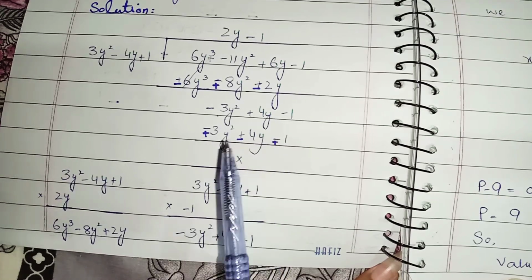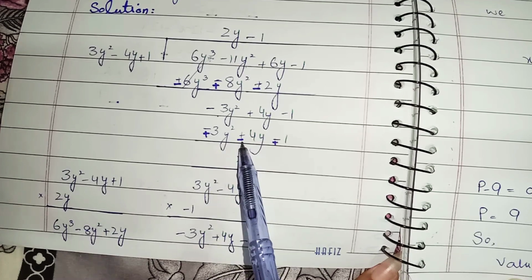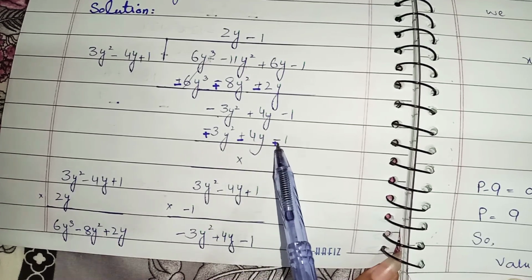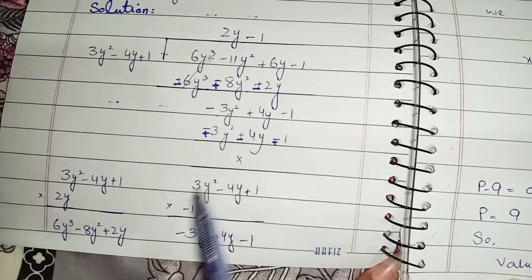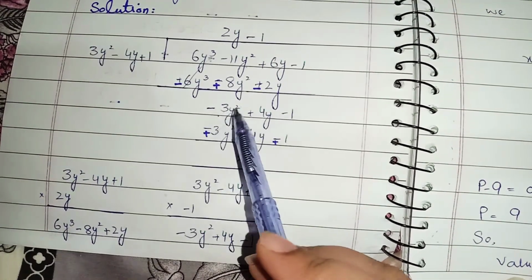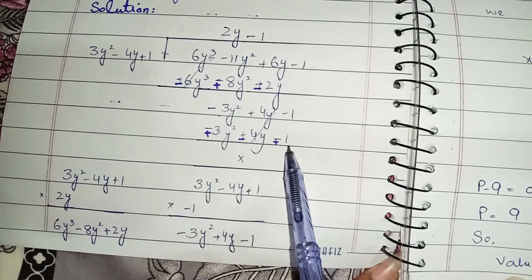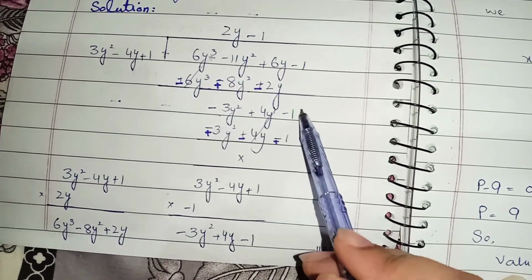Next step is to change the sign. Here we have minus, we will change into plus. Here we have plus, it will change into minus. Here we have minus, it will change into plus. So both terms are the same but have opposite signs, so they will cancel out. Again the terms cancel out, and again they cancel out.